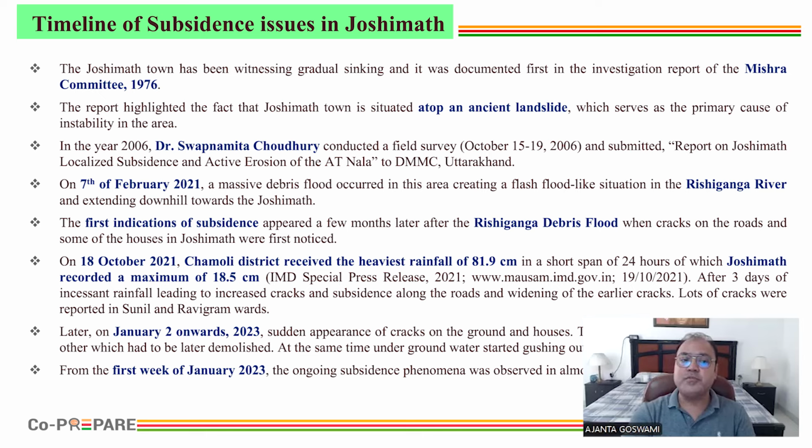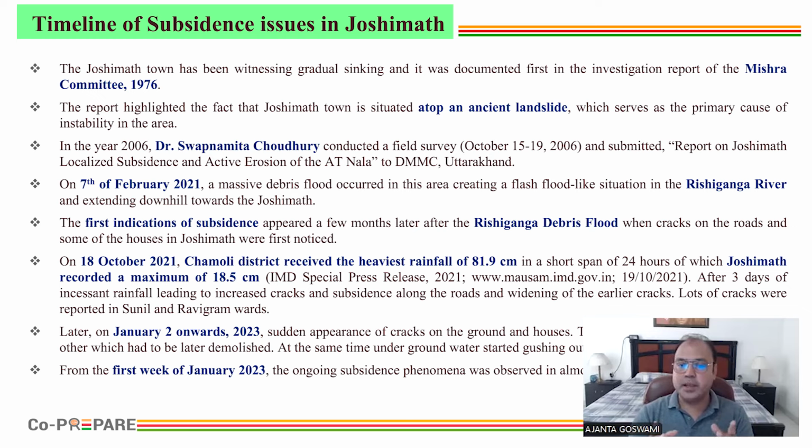Of which Joshimath recorded a maximum of 18.5 centimeter. So this is according to the IMD special press release 2021, as well as you can browse through this particular site also where it was given. After 3 days of incessant rainfall, leading to increased cracks and subsidence along the roads and widening of earlier cracks, lots of cracks were reported in both Sunil as well as Ravigram wards.